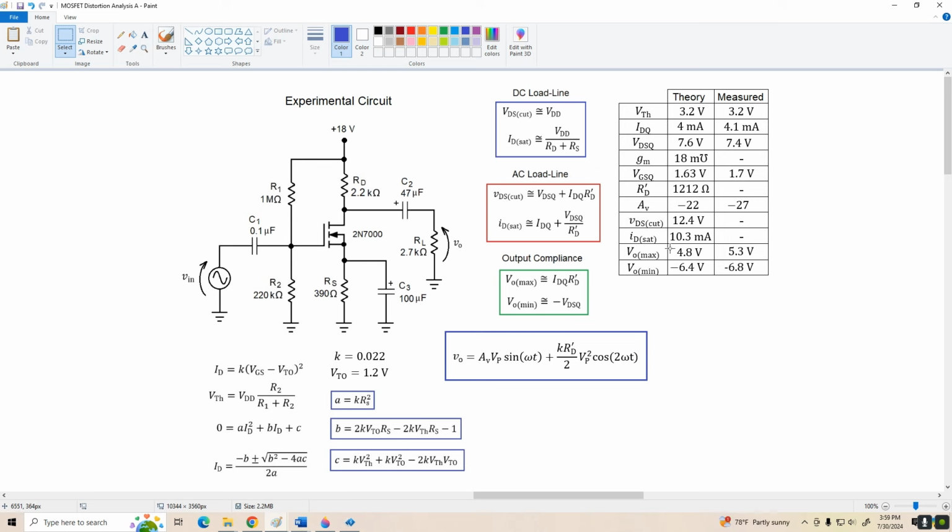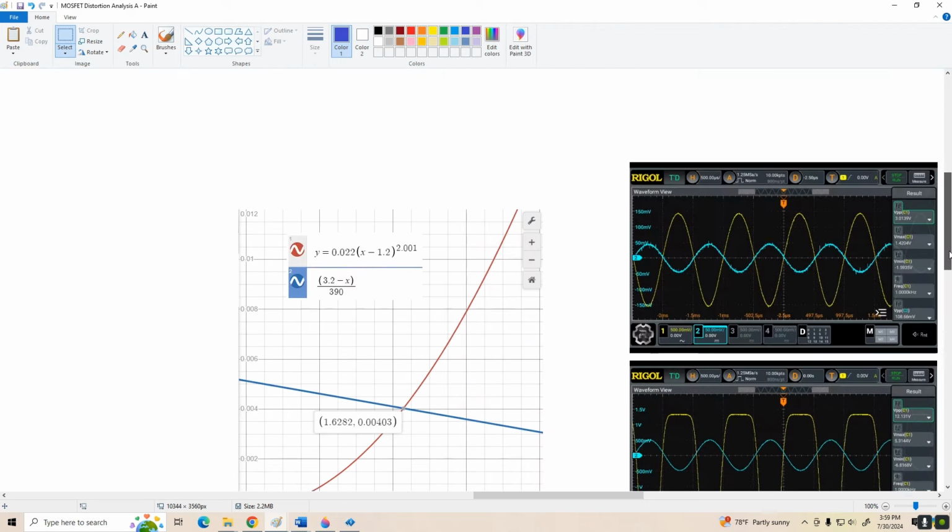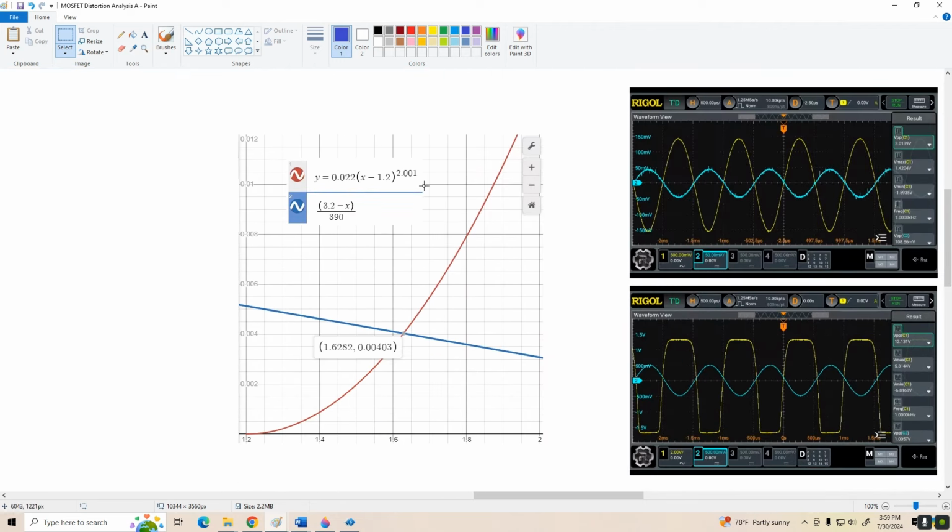Now, I'm going to move down to the slide underneath here, and shown on the left is the Desmos graph that I used to establish my Q point. This is my transconductance equation. This is the equation for the ID times RS line. And we can see our Q point is 4 milliamps and 1.63 volts for VGS. Now, this upper trace on the left here is what I used to determine the small signal voltage gain. I put in a signal of about 100 millivolts peak to peak. We got out about 3 volts peak to peak.